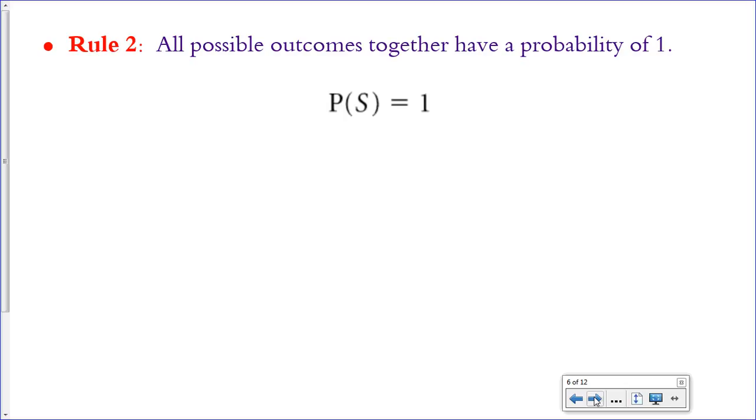Or the probability of getting a 1, a 2, a 3, a 4, right? If you calculate the probability of getting a 1, it would be a 1/6. The probability of getting a 2, that would be 1/6, and so on. And all those 1/6 added together will equal 1.